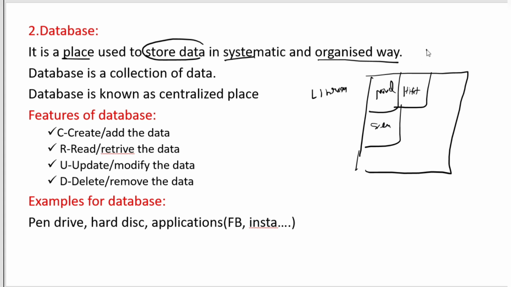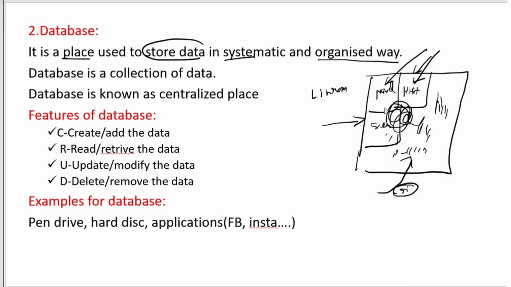Why do we have to store the books in a systematic and organized way? To access the books easily. If we clump everything, if we arrange the books in a random manner, then the user is not able to find a particular book easily, we cannot access that book in the library. That's why we store them in a systematic and organized way. Here also, in a database we store the data in a systematic and organized way to access the data easily.